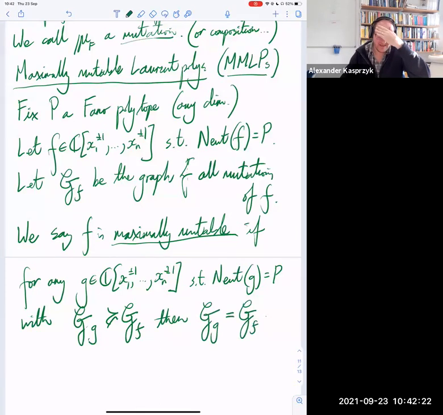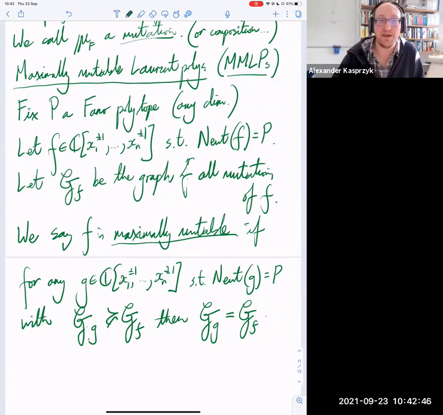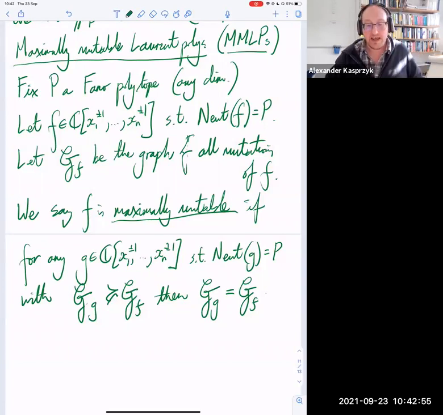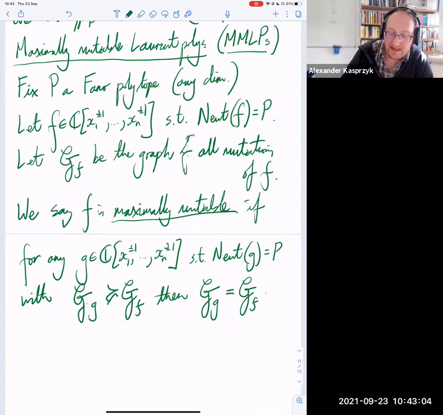Okay. So you may ask, what do I mean by contains? There are small technicalities, but I just mean what you think I mean: if I can embed one graph in the other. And then you may again argue, what do I mean by equals? Because the vertices are going to be different, since they have different Laurent polynomials at each vertex. Sure, absolutely. You throw away the information about the Laurent polynomial. So what we're trying to say here is that the maximally mutable Laurent polynomial is as mutable as possible. I can't tweak its coefficients in some way and suddenly find new areas of the mutation graph that I could never see before.